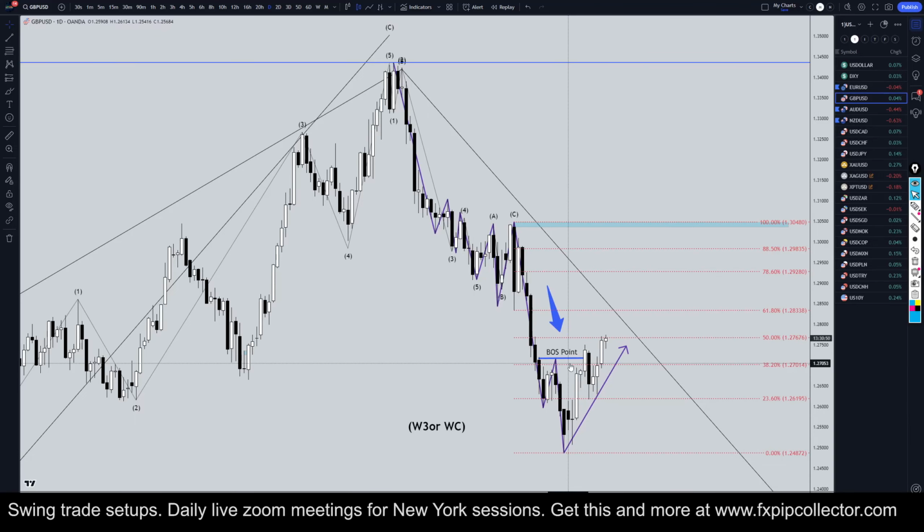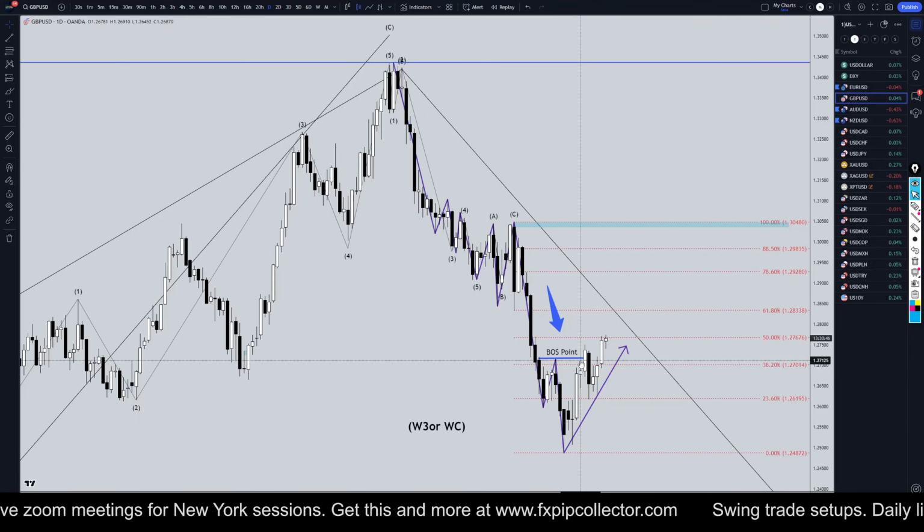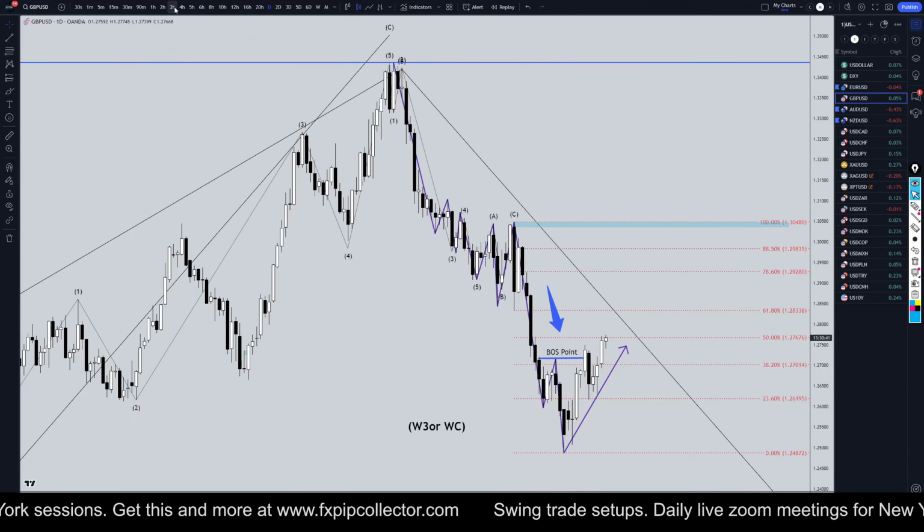That's a big misconception. A lot of people hear me talk about breaks of structure. A break of structure does not mean trend reversal. A break of structure could just mean that it's a correction to the last wave down in this case.